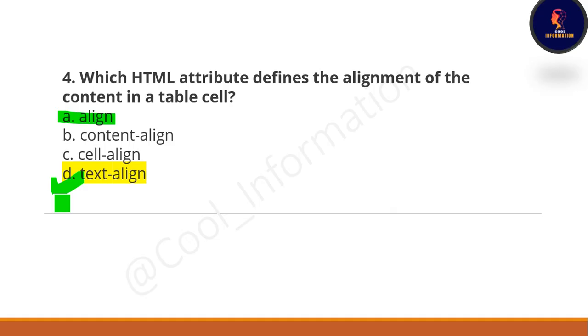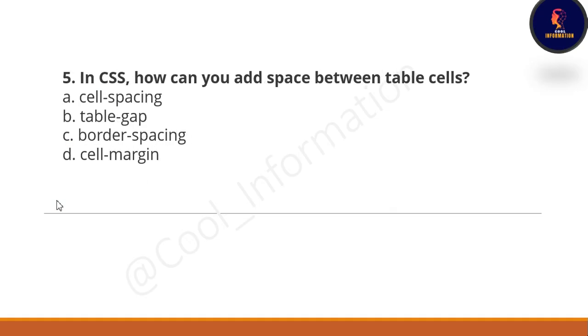Okay. Moving to the next question. In CSS, how can you add a space between table cells? By using cell spacing, table gap, border spacing or cell margin. Correct option is option number C. By using border spacing, we can add a space between table cells.